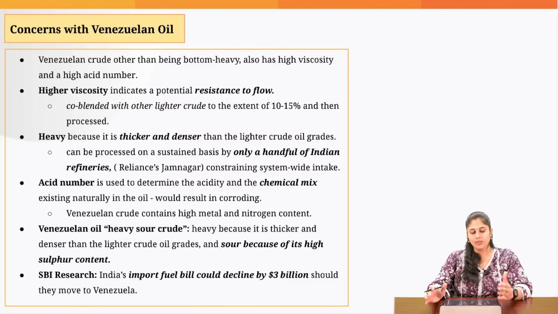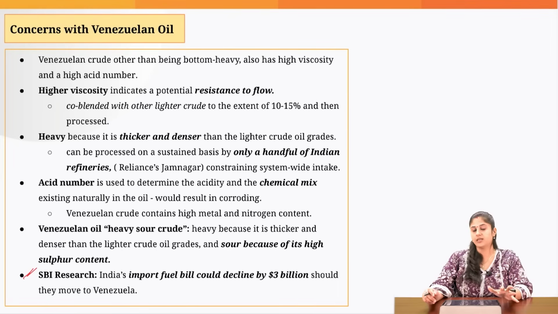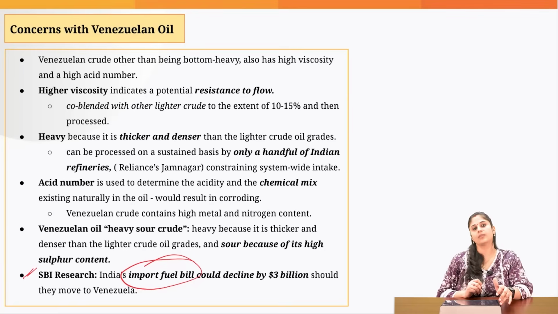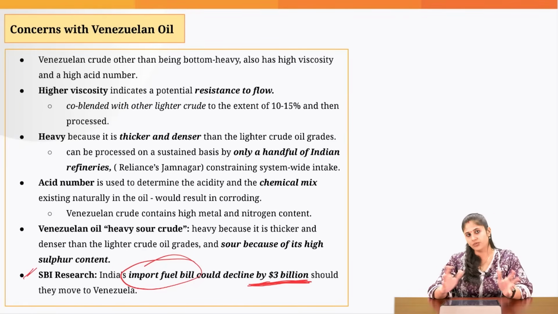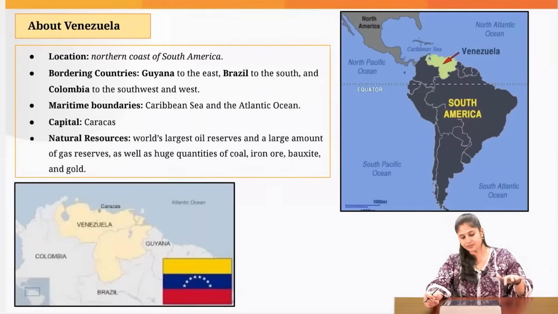Now, in this particular backdrop, SBI did a research and it pointed out that India can reduce its fuel bill by $3 billion if we move towards the Venezuelan crude oil.